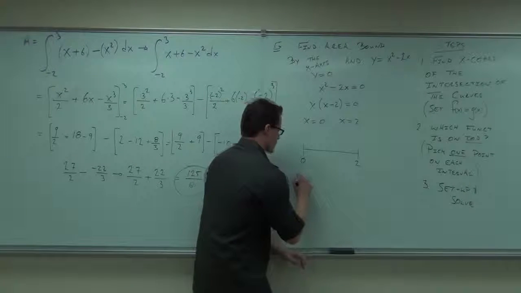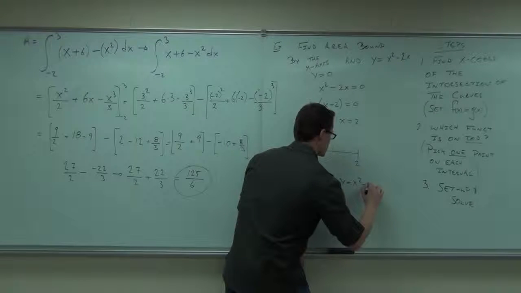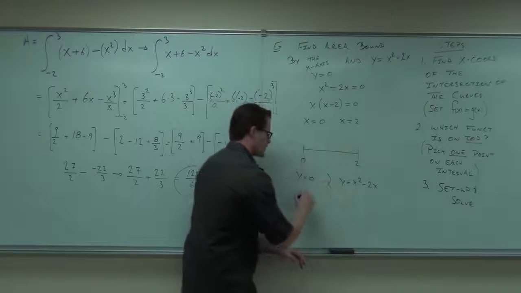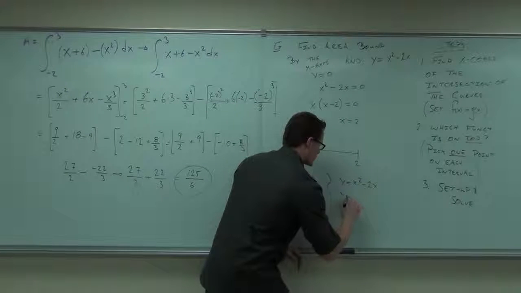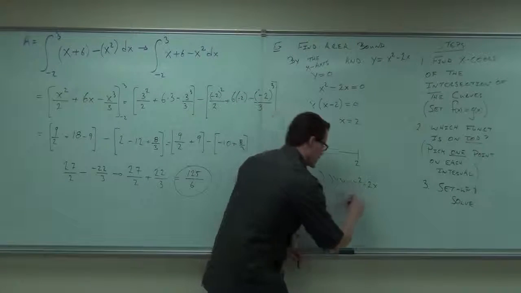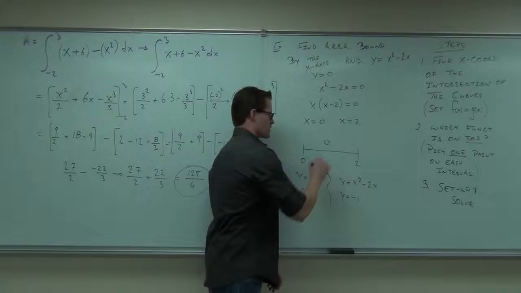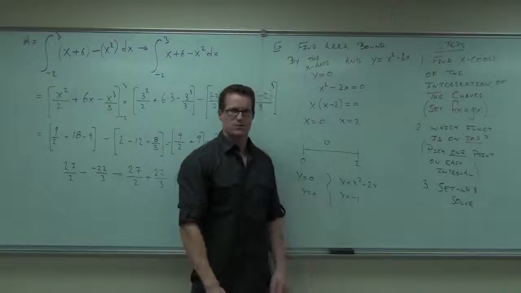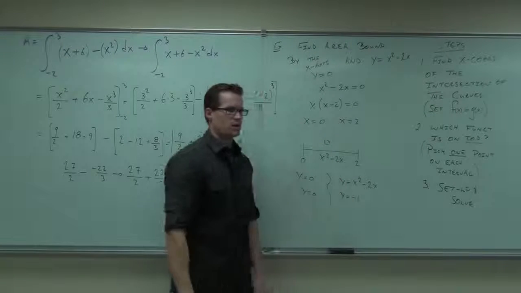So you have 2 functions, right? Y equals 0 and y equals x squared minus 2x. If you plug in 1, y still equals 0. If you plug in 1, well, you get y equals 1 minus 2, you get negative 1. Which one's on the top? Y equals 0. Which one's on the bottom? Do you see what it's going to do?